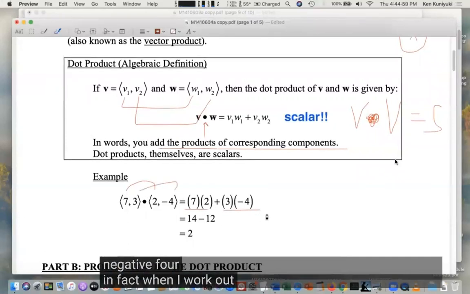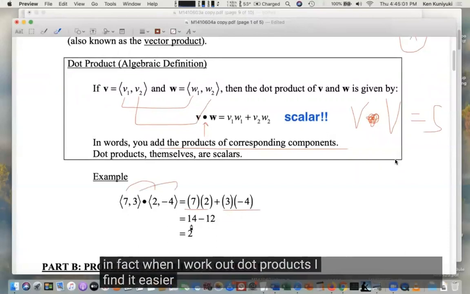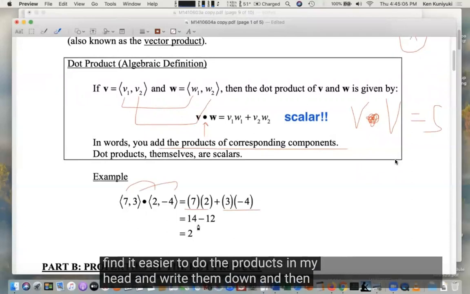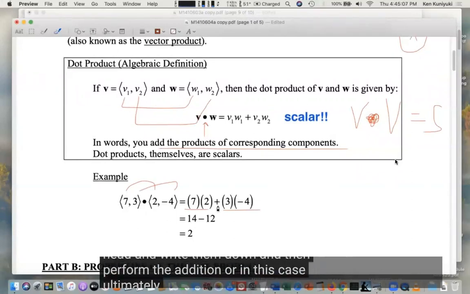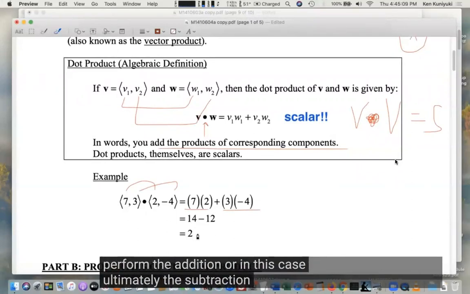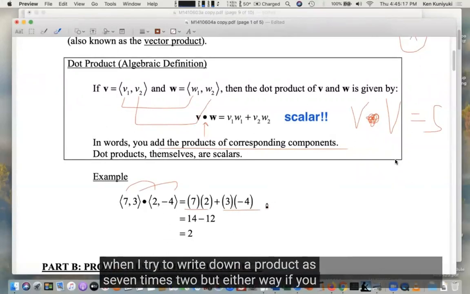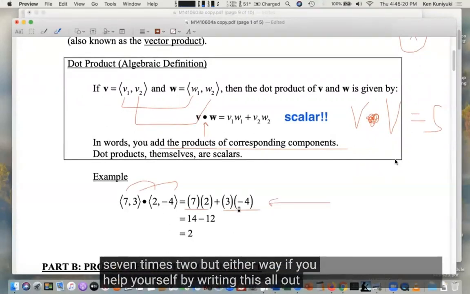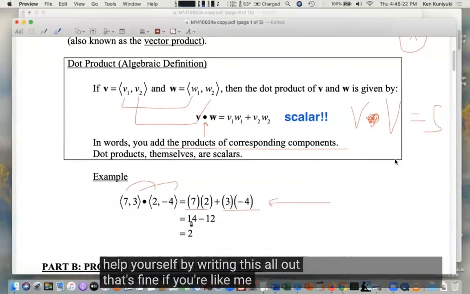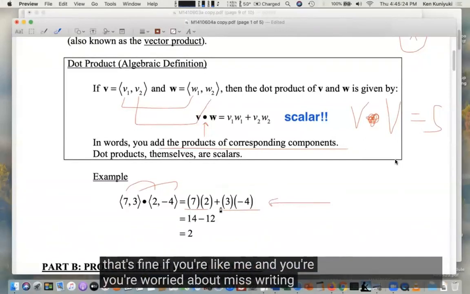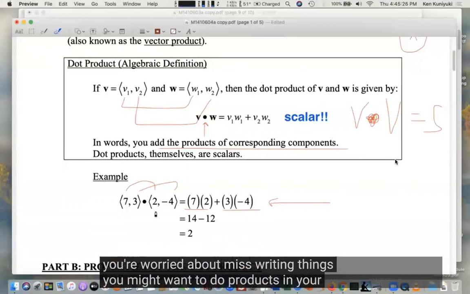In fact, when I work out dot products, I find it easier to do the products in my head and write them down, and then perform the addition, or in this case, ultimately, the subtraction. Because personally, I often miswrite things when I try to write down a product as 7 times 2. But either way, if you help yourself by writing this all out, that's fine. If you're like me and you're worried about miswriting things, you might want to do products in your head.